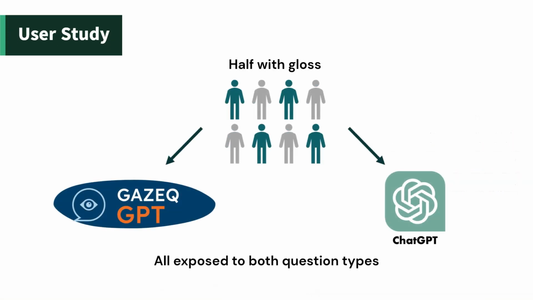In a user study, we compare videos with gloss and without gloss, where half the participants are exposed to gloss. We also compare 2 question types, where GazeQ-GPT generates questions on the fly with the interest model, and ChatGPT, which pre-generates questions without the interest model.